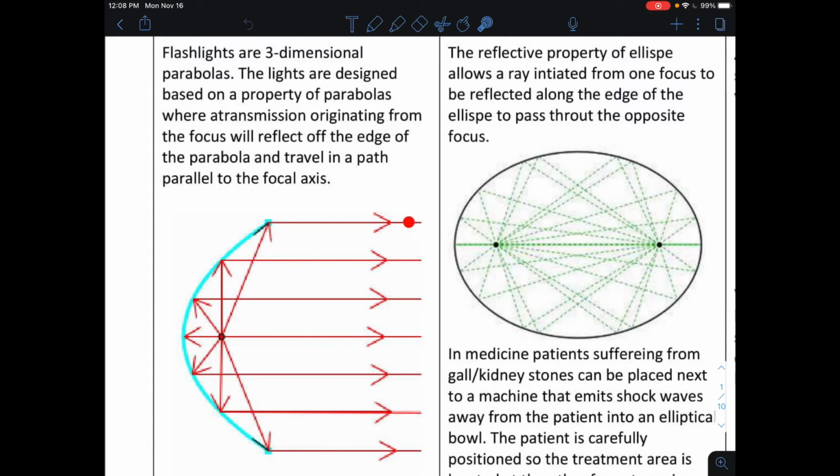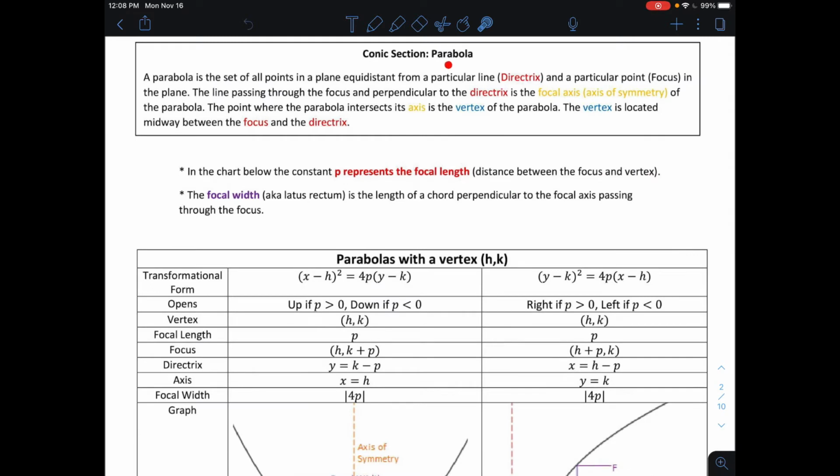Likewise, if they were going the other way, let's say I had a satellite dish, and this was my satellite dish here. The transmission from the satellite would come in, hit the edge of the parabola, or the dish itself, and the transmission would reflect back through this point. This point where everything reflects through is called the focus. So let's look at the conic section of the parabola.